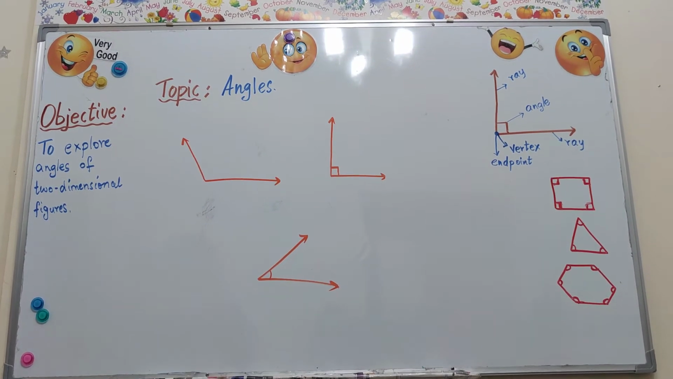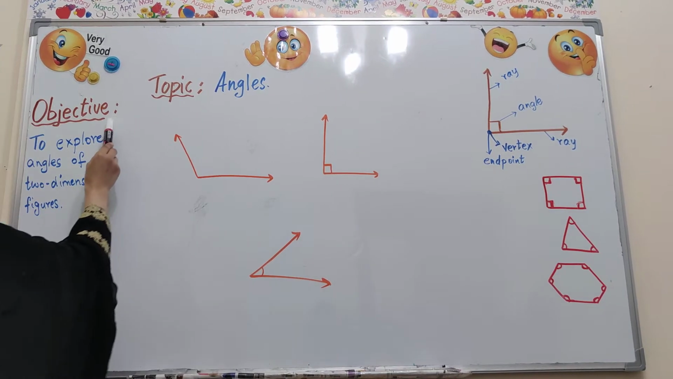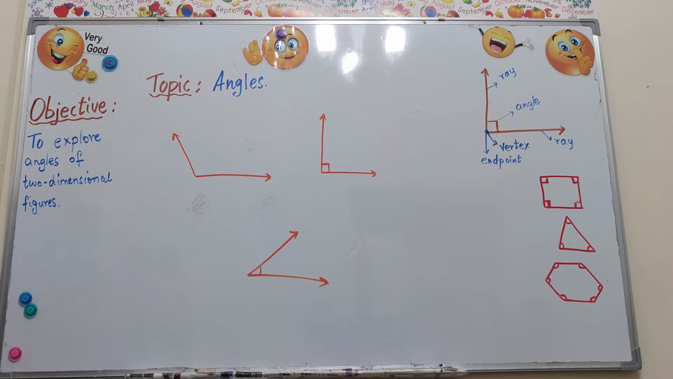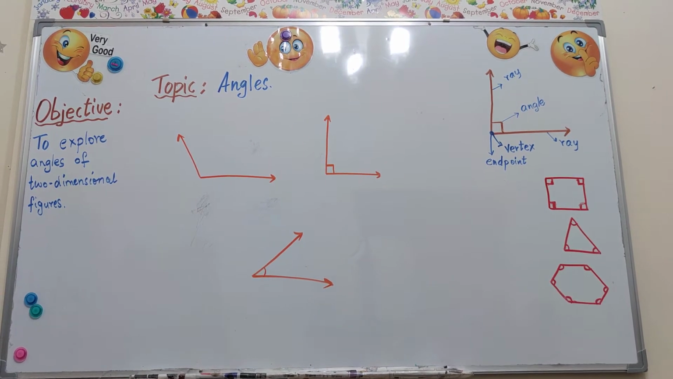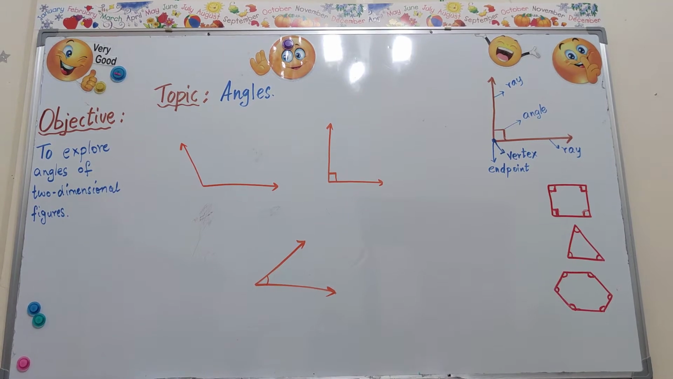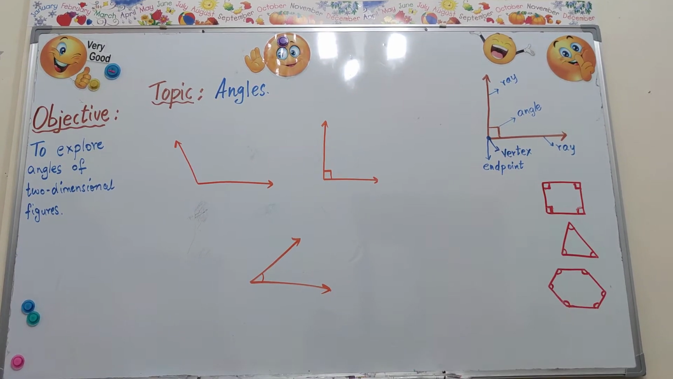Let's see, today's topic is angles. So what's our objective? To explore angles of two-dimensional figures. So now let's see what the meaning of an angle is. An angle is made when two rays share the same endpoint.